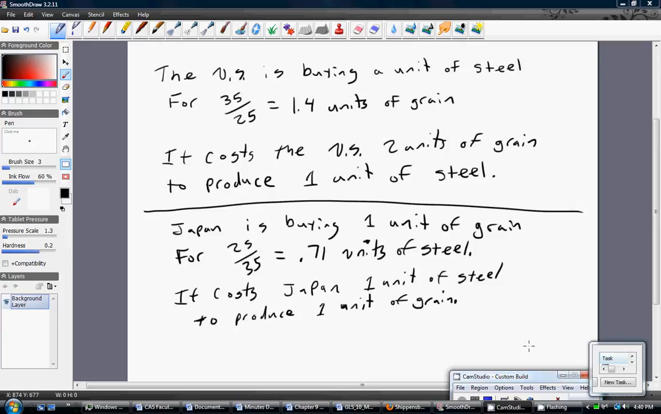In Japan, the same thing. Japan is buying 1 unit of grain for 25 divided by 35, what you give up divided by what you get, or 0.71 units of steel. It costs Japan 1 unit of steel to produce 1 unit of grain. So it's simply cheaper for Japan to get its grain from the United States than to produce it for itself.